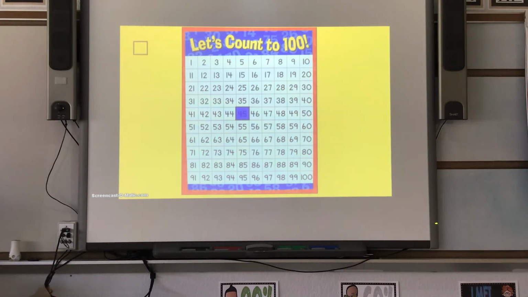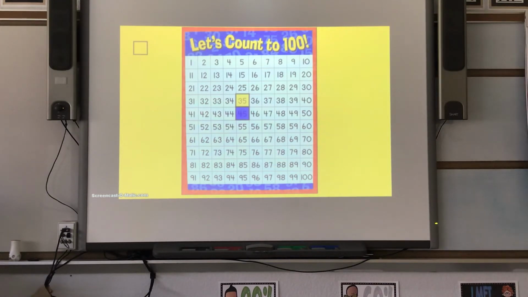If I wanted to find what 10 less than 45 would be, I could use my 100 chart and simply count back 10 squares. Let's try that. Starting at 45, 1, 2, 3, 4, 5, 6, 7, 8, 9, 10. 10 less than 45 would be 35.